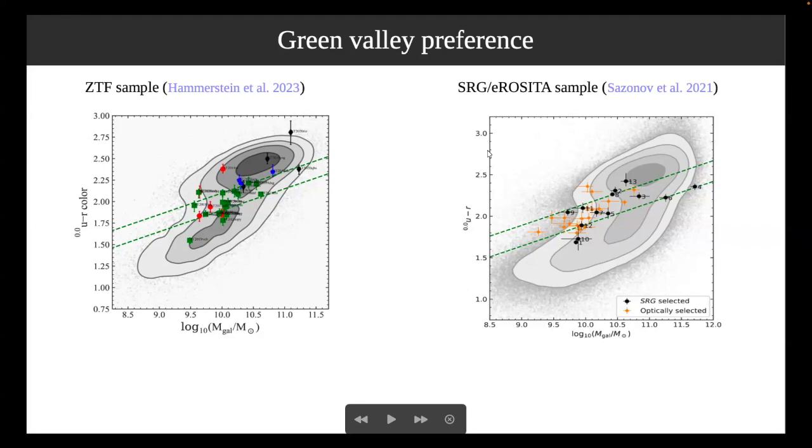But somehow, when you do this analysis for host galaxies of TDs, many times more TDs than we would expect are found in this green valley. The same is true for X-ray TDs, right? These are the samples from eROSITA that came out a few years ago, and they find the exact same problem.